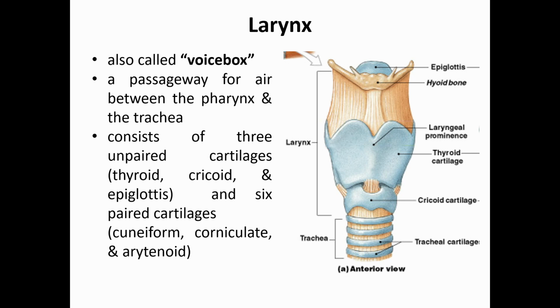Okay, now you have your larynx. Your larynx is also called your voice box. It is a passageway for air between the pharynx and the trachea. It consists of 3 unpaired cartilages. When we say unpaired, these are larger cartilages that are only one piece. You have your thyroid cartilage, cricoid cartilage, and your epiglottis. And 6 paired cartilages, your cuneiform, your corniculate, and your arytenoid.